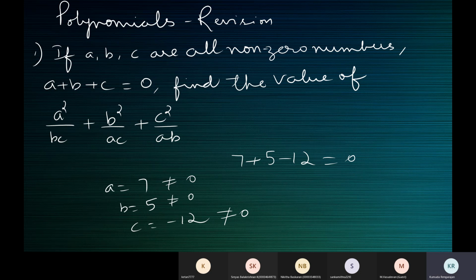If A, B, C are all non-zero numbers, that means the value of A is not 0, the value of B is not 0, the value of C is not 0. They're non-zero values. But A plus B plus C is 0. So given this, find the value of A square by BC plus B square by AC plus C square by AB. Yes, 3 minutes time for this one.